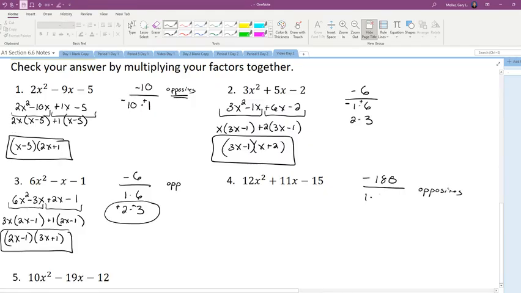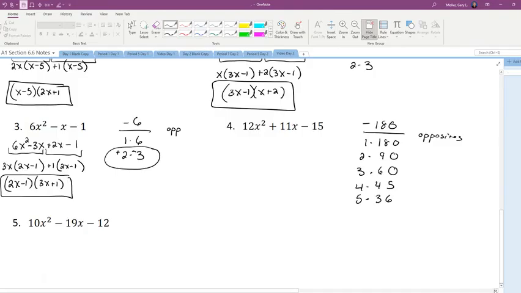So let's play our game. 1 and 180, 2 and 90, 3 and, let's see, what, 60, 4 and 45, 5 and, let's see, 5 goes into 18 3 times. Carry the 3, 36. Still don't subtract to be 11, so we got to keep going. 6 is going to work. 6 and 30.